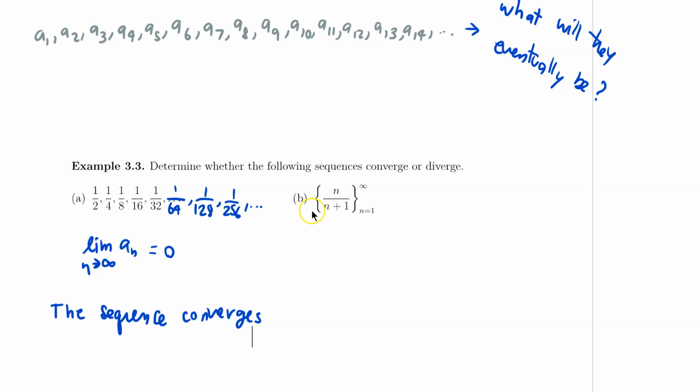Okay, let's take a look at the next one. n over n plus 1, we have seen this already. The numbers in this sequence are 1/2, 2/3, 3/4, 4/5, 5/6, and so on.